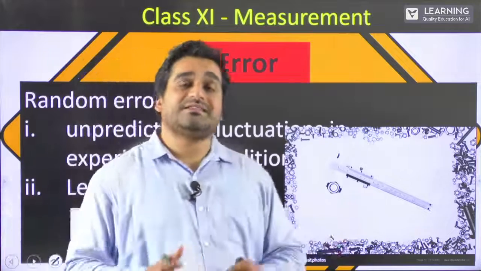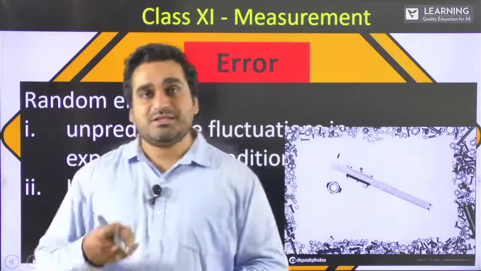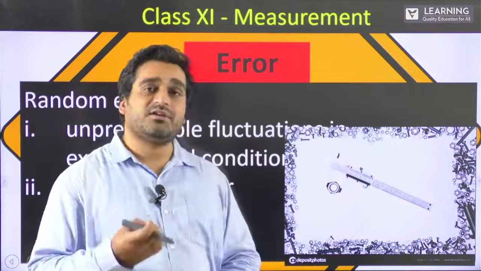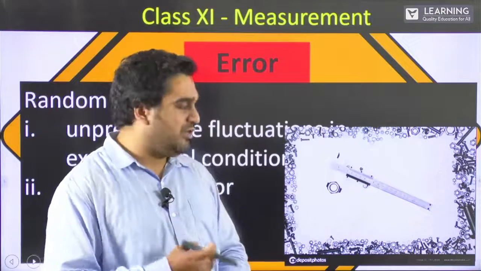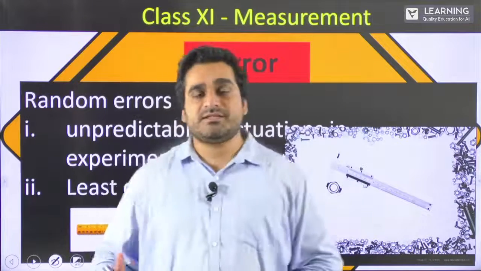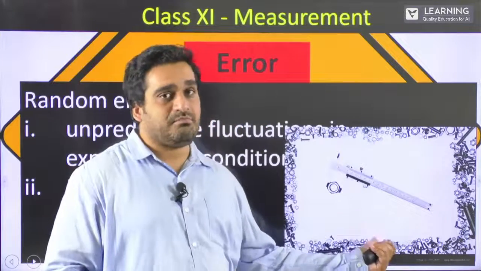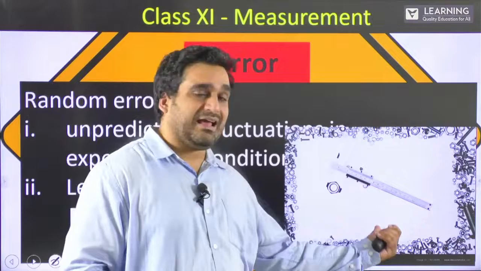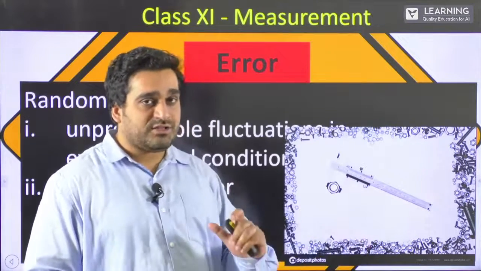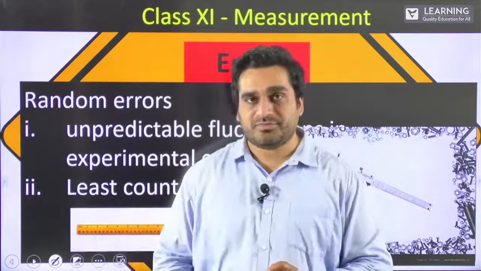A Vernier Caliper is again an instrument that is used to measure the length of an object. Just like a scale is used to measure the length of the object, a Vernier Caliper is also used to measure the length of the object. So what is the difference between a scale and a Vernier Caliper? A scale has a lower resolution. A Vernier Caliper has a better resolution. Therefore, it has more precision. More precision, more accuracy if you're conducting the experiment right without any errors.